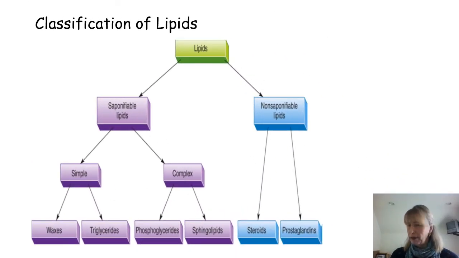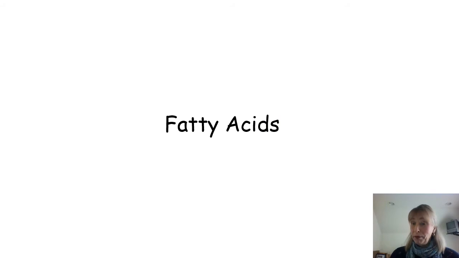So let's put everything we have just seen in perspective. We defined what lipids are, a very broad definition. Then we took that very broad category and split it into saponifiable lipids and non-saponifiable lipids. The non-saponifiable are the steroids and the prostaglandins. The saponifiable are simple and complex. We're going to start over on this side of our classification scheme with the saponifiable lipids. And we begin by talking about fatty acids.